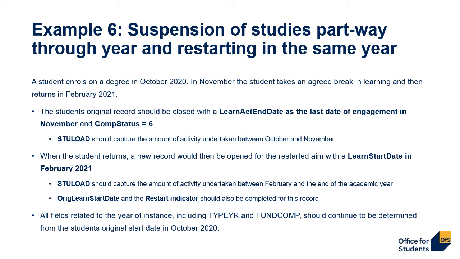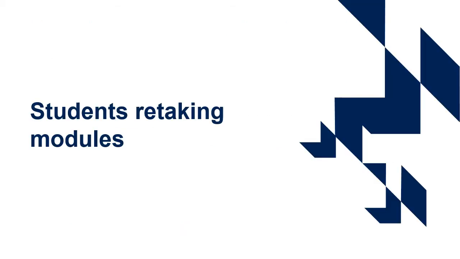Then when the student returns, a new record would be opened for the restarted aim with a Learn Start date in February 21, and then the Stu load would capture the activity between February and the end of the academic year. Original Learn Start date and restart indicator should also be completed for this record, although type year of fund comp should continue to be determined from the student's original start date in October 20.